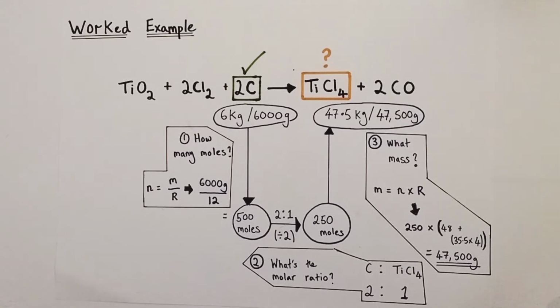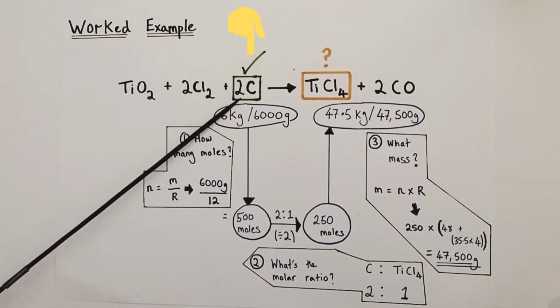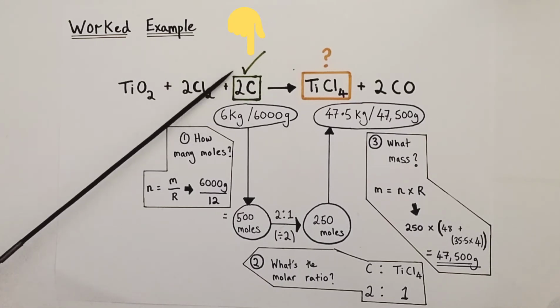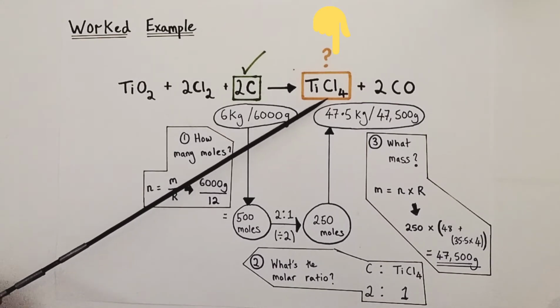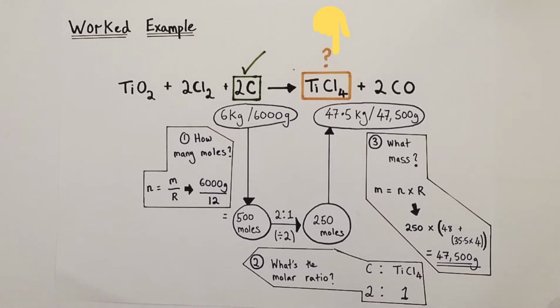This allows us to do the three-step reacting mass calculation approach. Just a quick note before we start that 3-step calculation. What I've done here is I put a coloured square around the carbon with a tick because that's the substance we know the mass of. And then secondly, I've labelled the thing we're looking for the mass of in the question with a second different coloured box and a question mark.